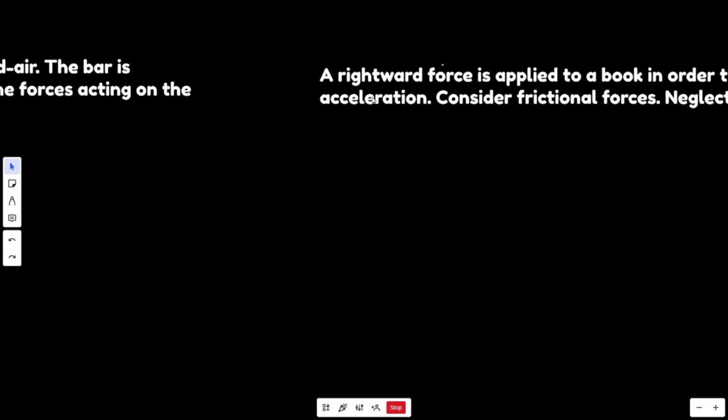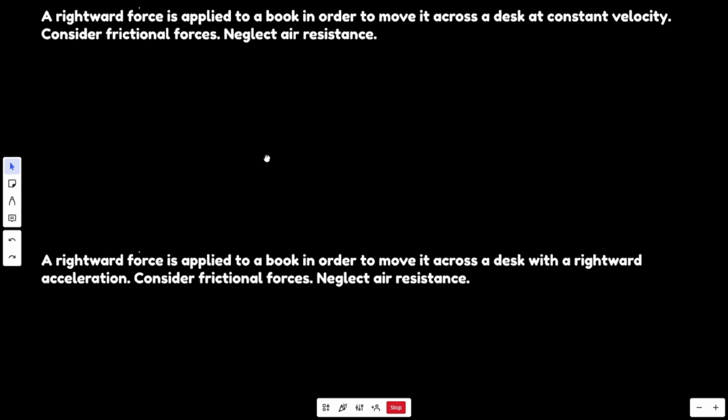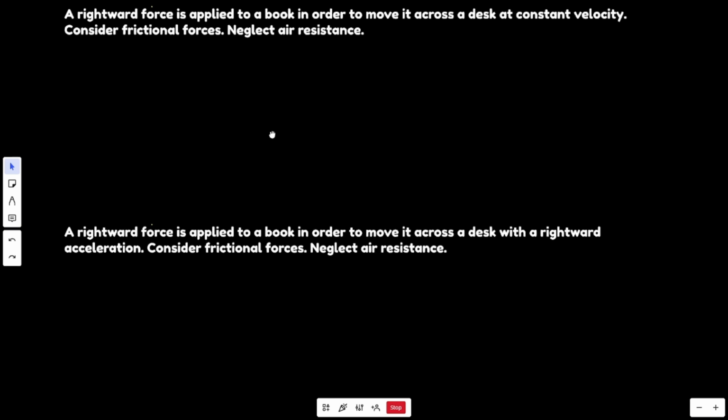So the next two examples are very similar to one another. I'll put them right above one another so that we can compare. A rightward force is applied to a book in order to move it across a desk at constant velocity. Consider frictional forces and neglect air resistance. And the bottom side is the same, however, it has a rightward acceleration. So what makes them so different? There's constant velocity here on top, and there's going to be an acceleration here at the bottom. How do we display that in a very similar situation?